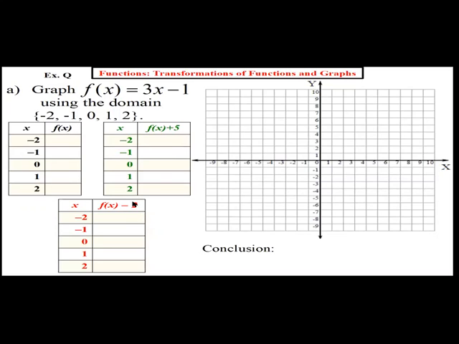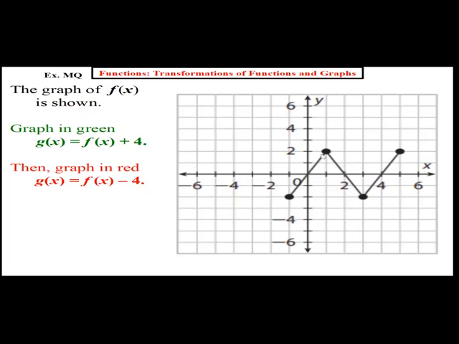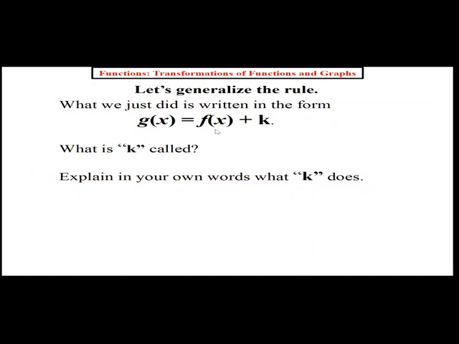I gave you this function here, with reference points (-1, -2), (1, 2), (3, -2), and (5, 2). In green, they're asking us to do f of x plus 4, which meant moving it up 4 steps. And in red, f of x minus 4, which means moving each of those points down 4 steps. From there, I gave you the general rule, g of x equals f of x plus k.